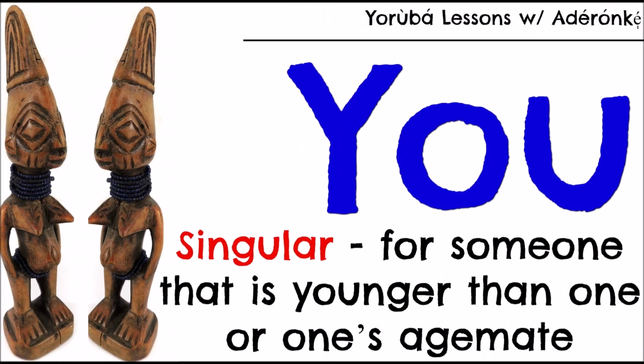The next pronoun is you. And this pronoun is the singular you. It is the one that you would use when you're addressing someone that is younger than you or your age mate. If they're younger than you or your age mate, you would see the verb you in the next set of slides. There's another you that you would use for someone that is older than you. I think I said this earlier. Someone that is older than you, or two or more persons of any age.